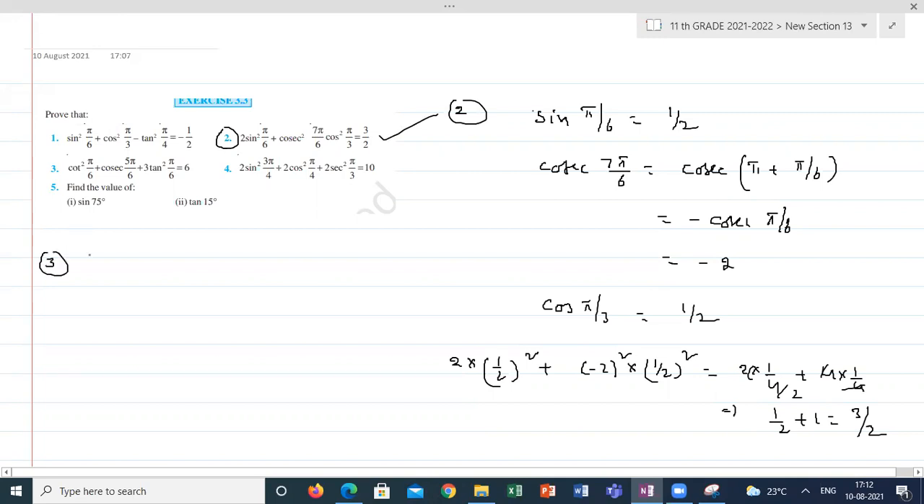Same as when it comes to what is the value of cot pi by 6, guys? Cosecant 5 pi by 6 can be written as, what is the value of cot pi by 6? Anthony?